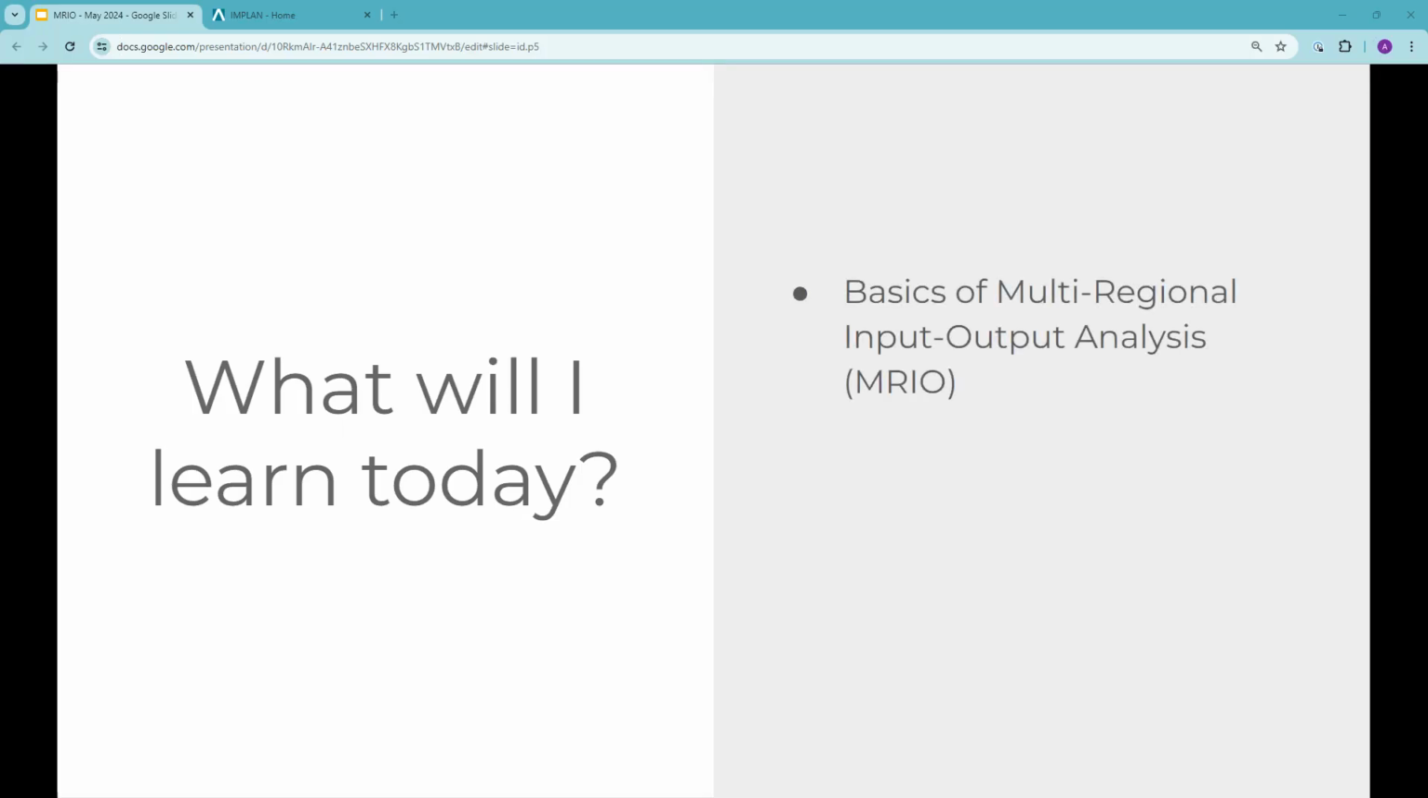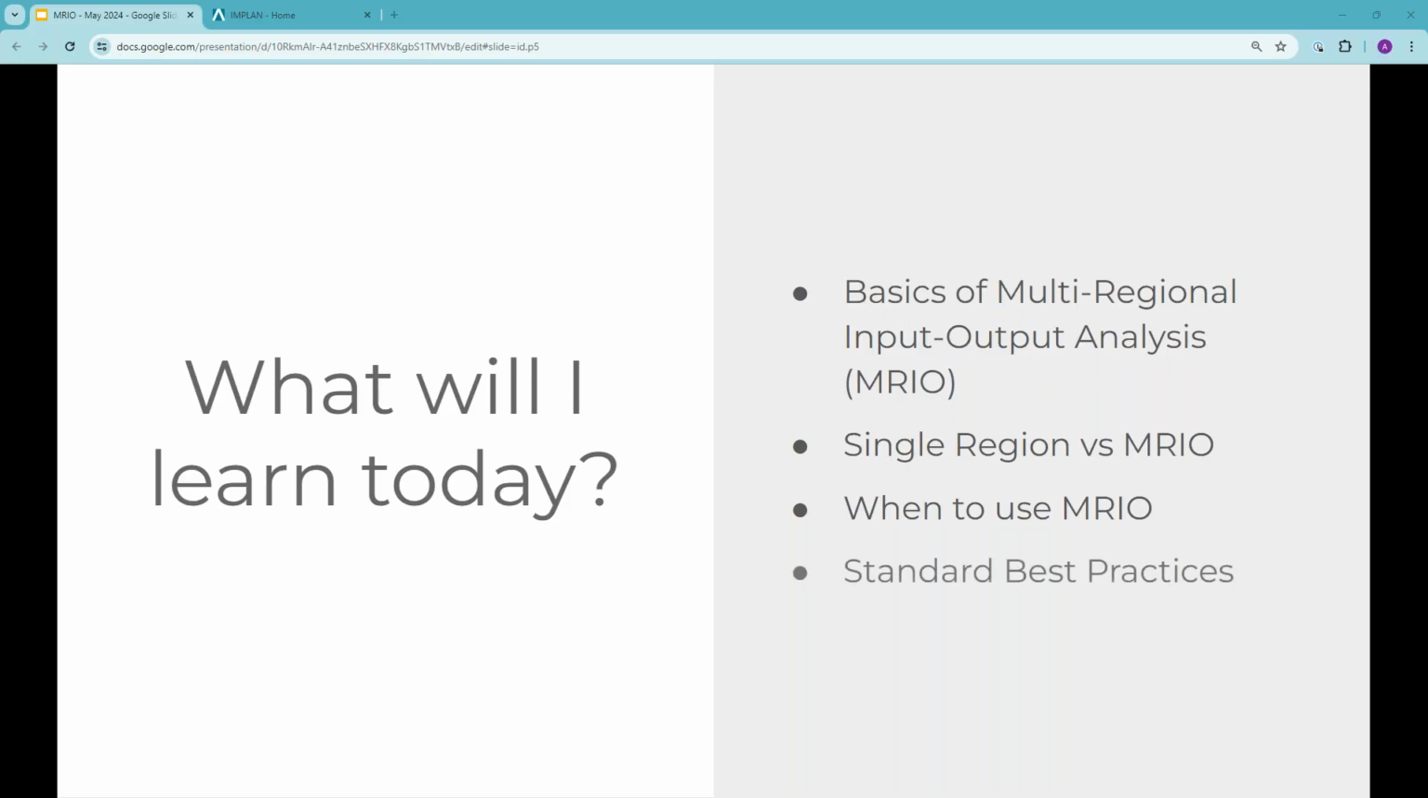So today we are going to cover the basics of MRIO. We're going to talk about how MRIO differs from the standard single region analysis, when it becomes appropriate or necessary to perform an MRIO analysis, and then we're going to finish out the webinar with some standard best practices and an in-app example.